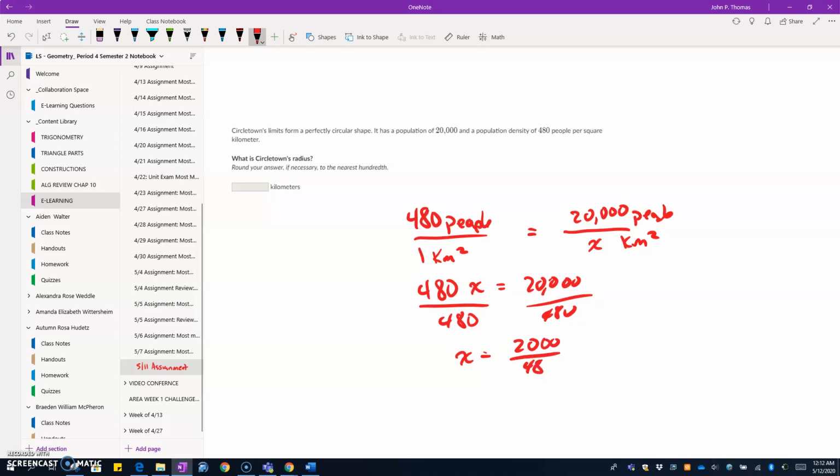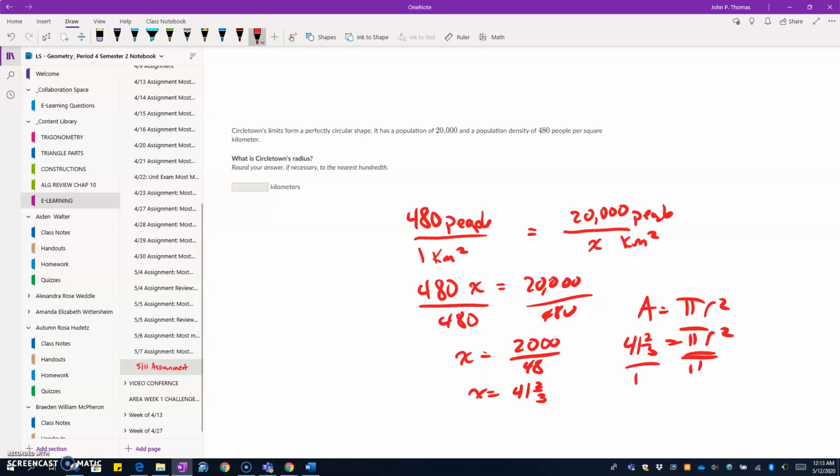And we can go to a calculator and find that value. So if I do 2,000 divided by 48, I end up at 41.6 repeating, or 41 2/3 for x. So we have 41 2/3, and that corresponds to an area. But we know it's a circle, so area equals pi r squared. So I have 41 2/3 equals pi r squared.